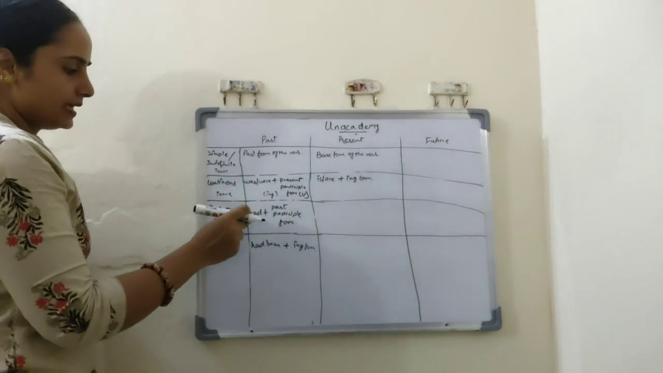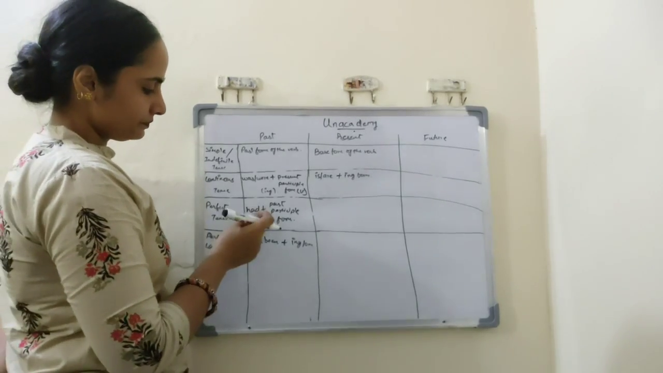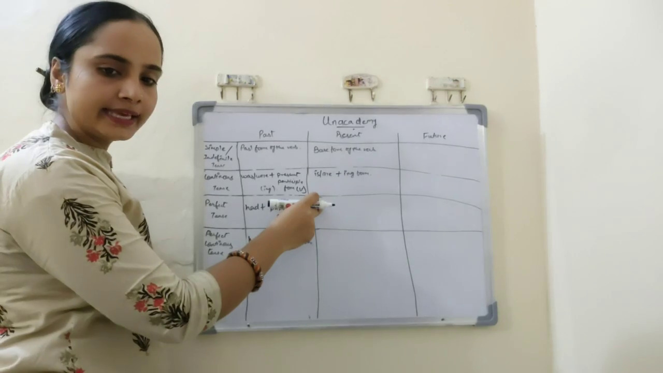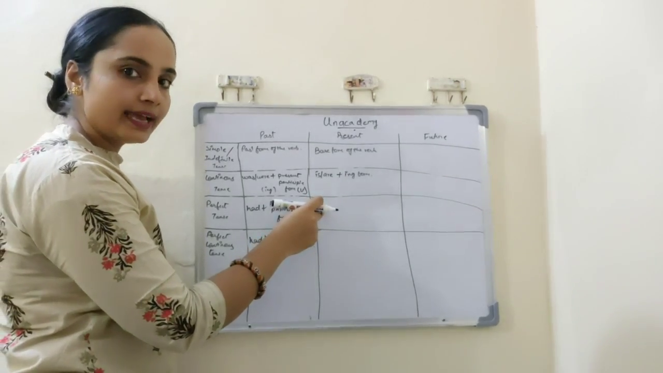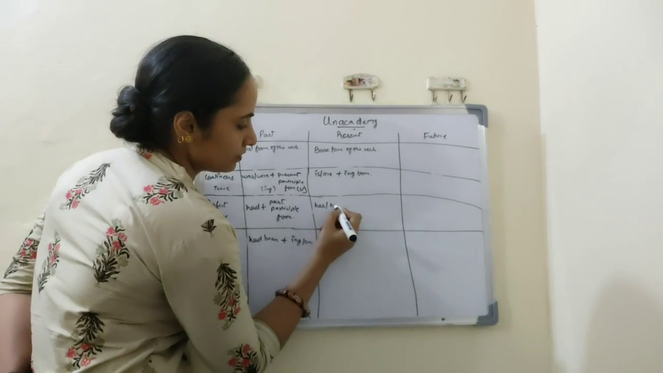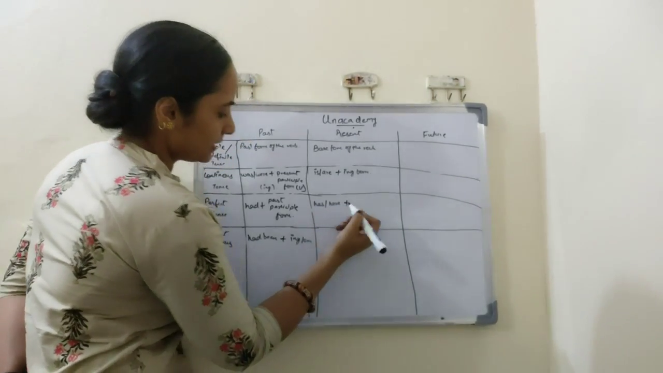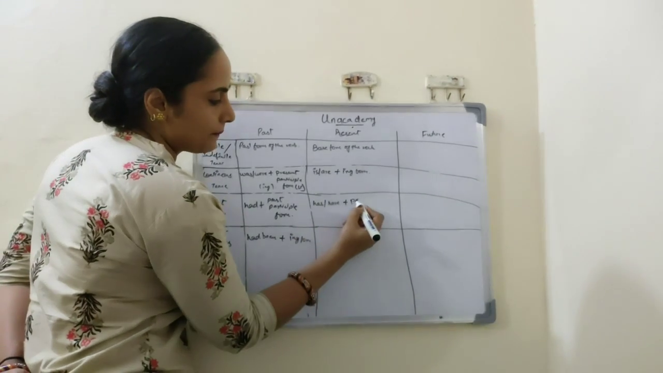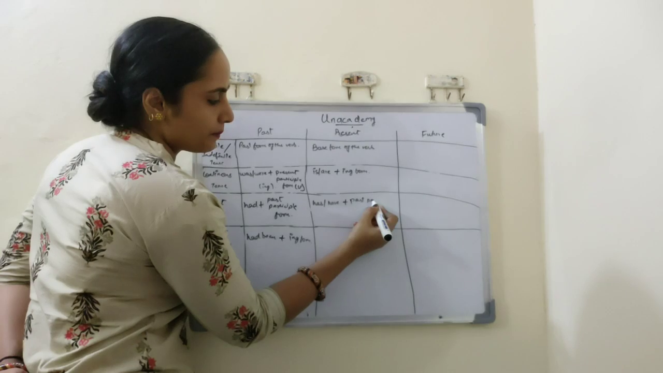Okay, now in the perfect tense, here it was had, now it will be have. Okay, has or have. Has or have plus the past participle form. Same here also, it will be the past participle form.